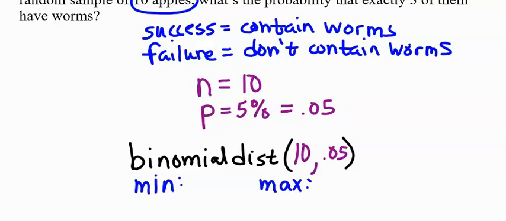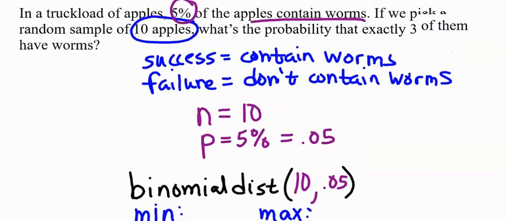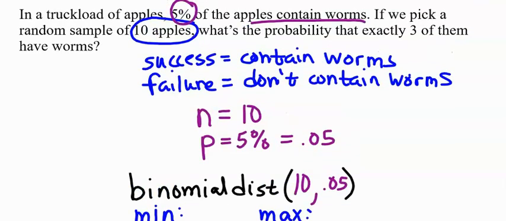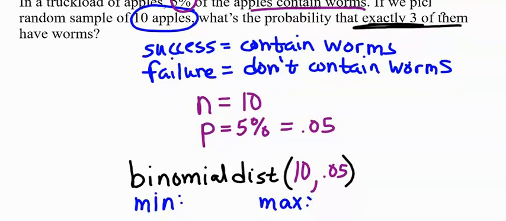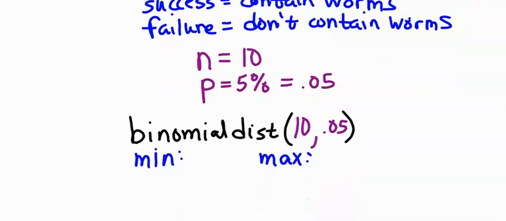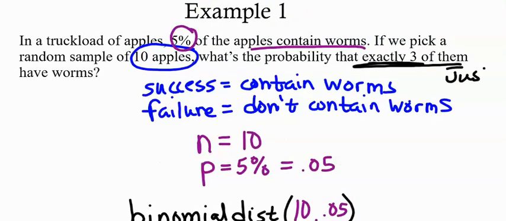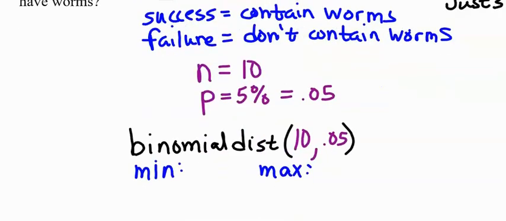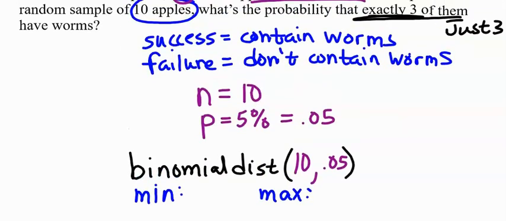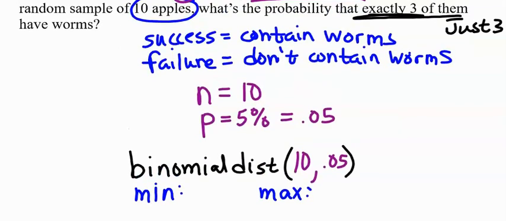But yeah. So to find our min and our max, we have to take a look at the last thing that they gave us here, which is this part right here. So exactly 3 of those apples have worms. If we say something is exactly 3, just like we said before with exactly 60, it is just 3. So it doesn't go above 3, it doesn't go below 3, it is just 3. So for our min and our max, we just do 3 for both.